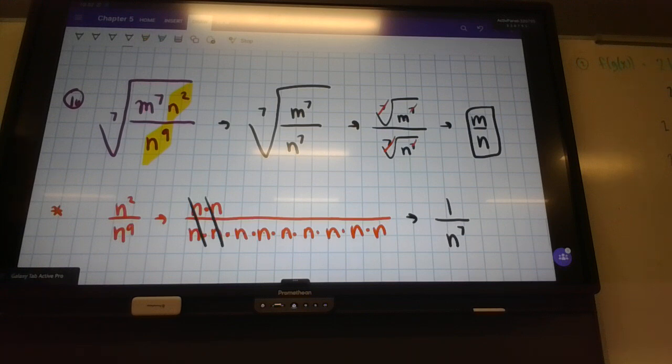Is that the right problem? When there's more than one variable and it's simplified, always try to combine them somehow, if you can. You can't always.